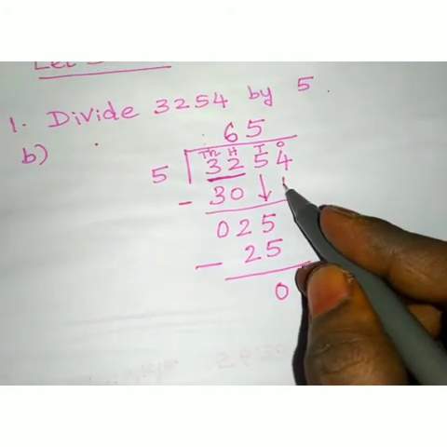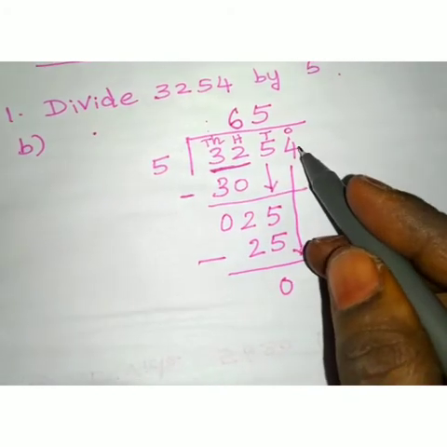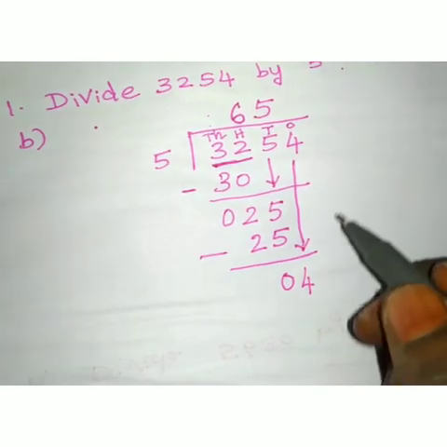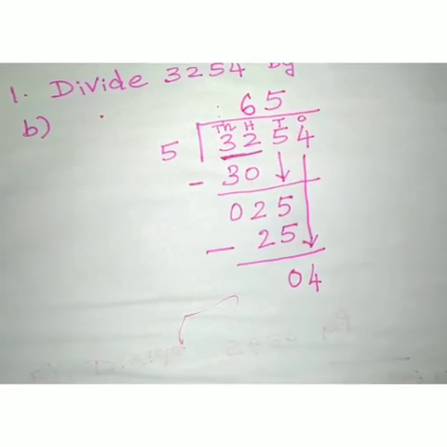Now bring down the next digit in the ones place. 4. Bring down 4. 5 ones are 5. You get the starting answer itself as 5 ones are 5.